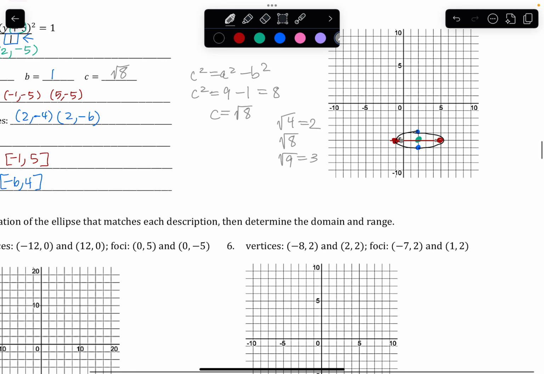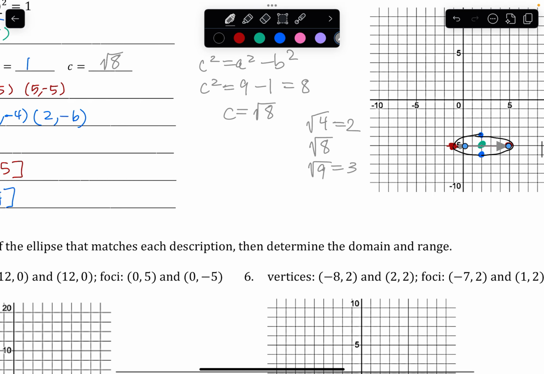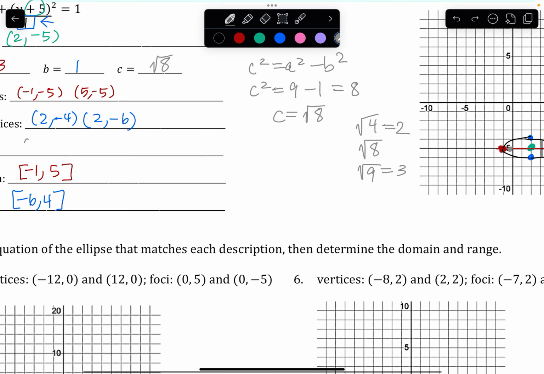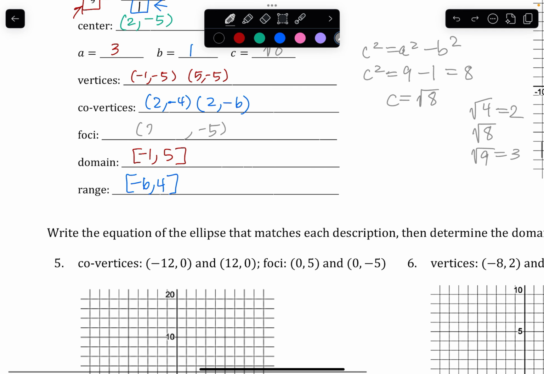And so to write the coordinates, we are going to have the same y value this time at -5. So I'm going to go ahead and put in that y value. And then our x value starts at 2, and then we subtract the square root of 8, and we add square root of 8. And so it's 2 plus or minus square root of 8.